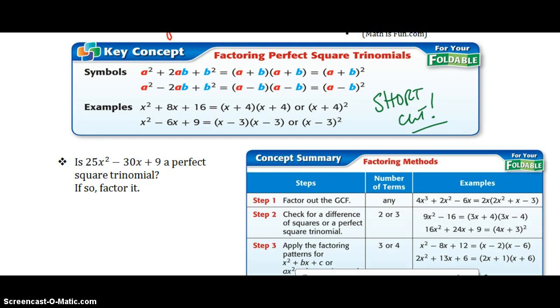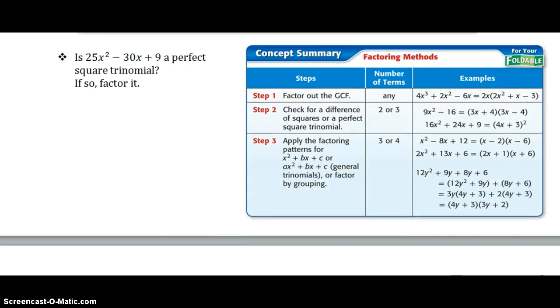So we have a question here. Is this trinomial a perfect square trinomial? If so, factor it. Well, this would be our a term, and this is our c term, and they're both perfect squares. See, 5 squared is 25, x squared is x squared, 3 squared is 9. So if we factor it the old-fashioned way, we would multiply 25 times 9, find the product, we'd do product and sum.